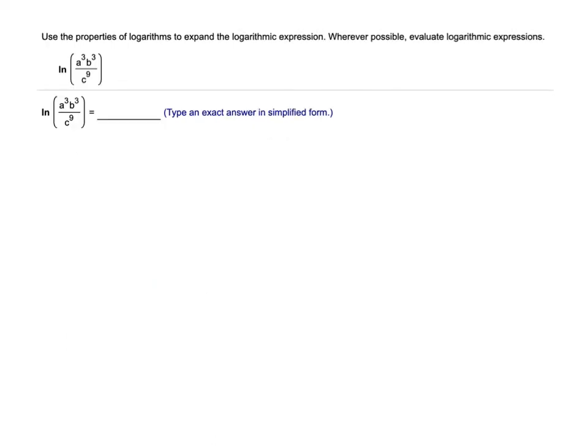All right, use the properties of logs to expand the expression. All right, so let's see. We have natural log. Let's see, first we have a cubed. Okay, they're multiplying between them, so when we split them up into individual logs, we add between. And then for the bottom, the c to the 9th and the bottom, if you're dividing, that means you subtract the log. Okay, that's using the properties of logs, the first and second one.